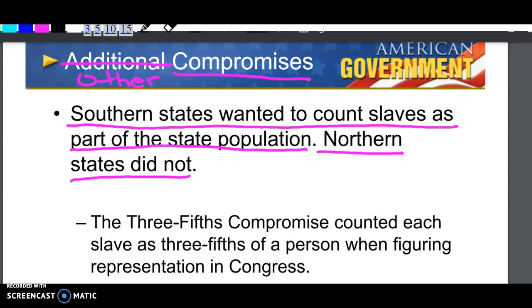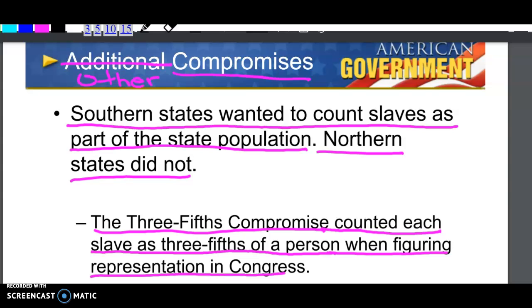So they came up with the 3/5 compromise. What that means is that the 3/5 compromise counted each slave as 3/5 of a person when figuring the representation in Congress. So one slave equaled 3/5 of a person. That was the compromise that they came up with at this convention. It's kind of messed up.